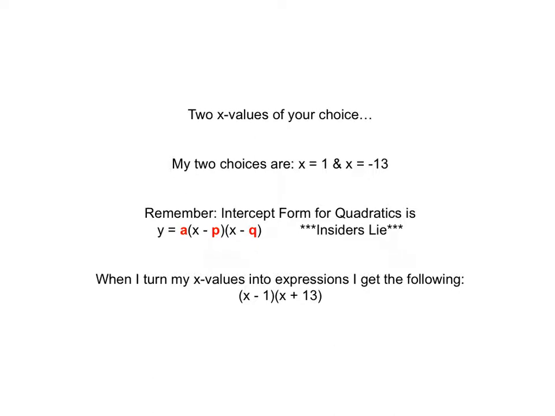I would just keep in mind that you're going to be working with these numbers later on. So if you look right here, the two X values that I'm choosing are right here. I'm choosing one X value to be positive 1. I'm choosing the other X value to be negative 13.